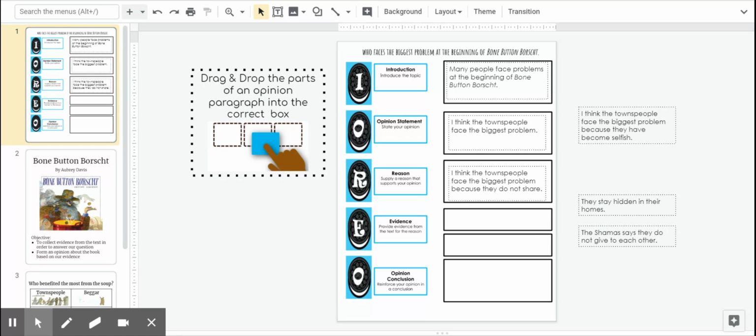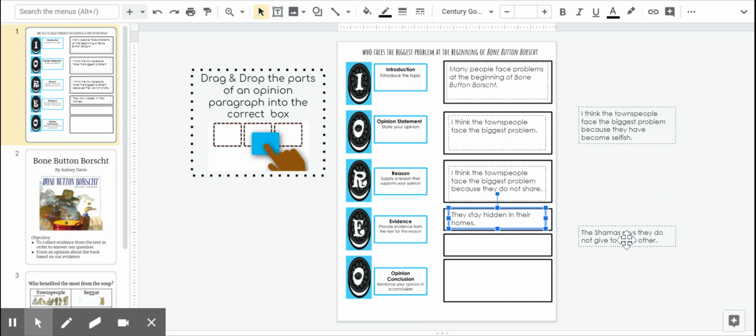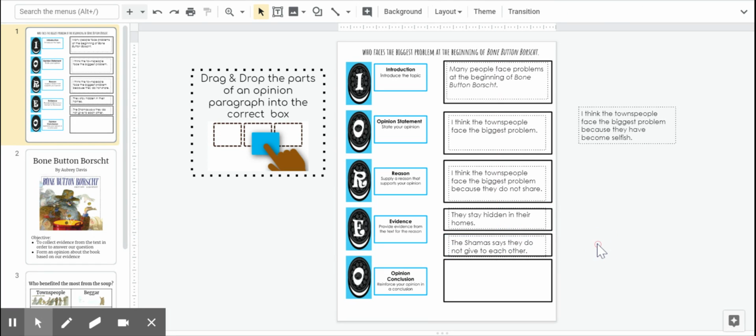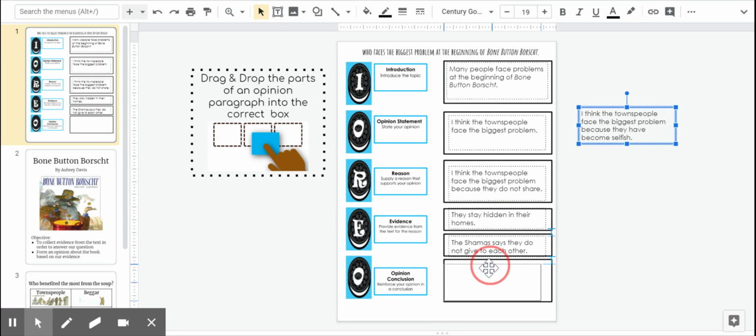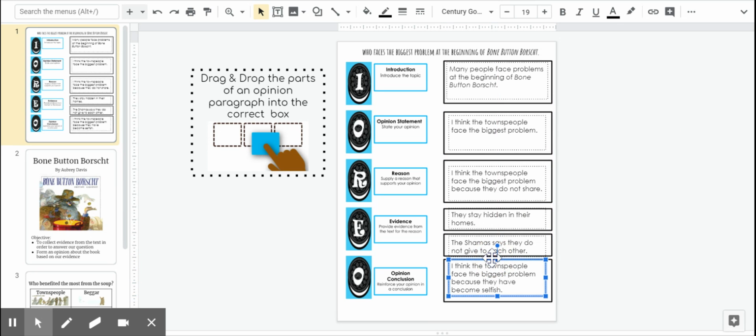Here's 2 pieces of evidence of how and when the townspeople in Bone Button Borscht are the most facing the biggest problem. They stay hidden in their homes, and the shamus says they do not give to each other. So first, when the beggar is coming into town, we know that those townspeople are hiding and they do not answer their doors. Then once the beggar gets to the synagogue in the story, the shamus in the synagogue tells the beggar that the people do not like to share with each other. Our last sentence here, of course, has to be our opinion conclusion.